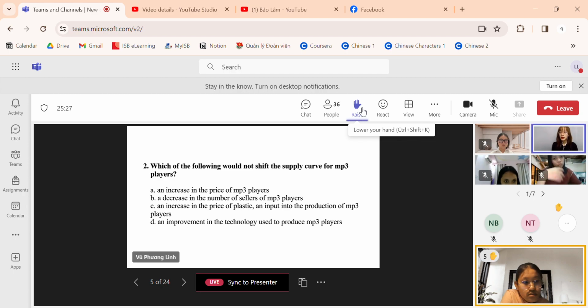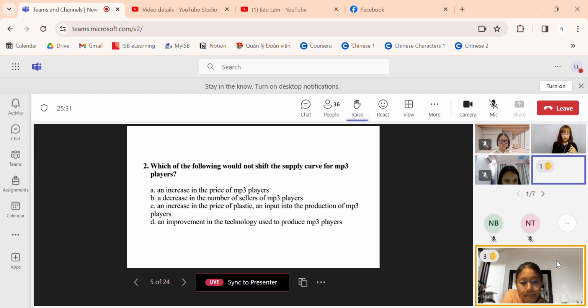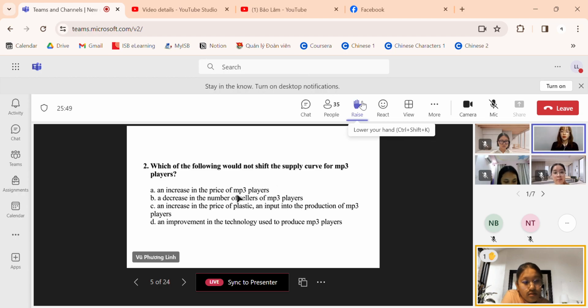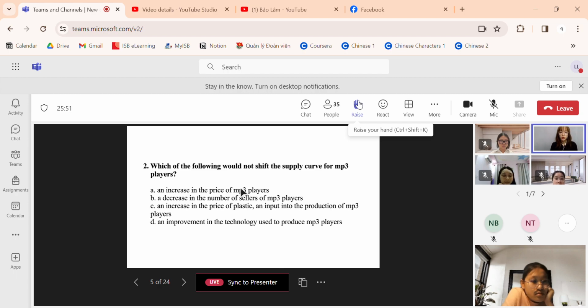Okay, so Ngọc Anh. I think the answer is A, because the increase in the price of MP3 players will just move along the supply curve. All right, just like a movement along the curve, right? Okay, so I think that is the correct answer. So here the question asks what would not shift the supply curve. So we should choose the factors that only cause a movement, the factors that won't affect the supply curve.